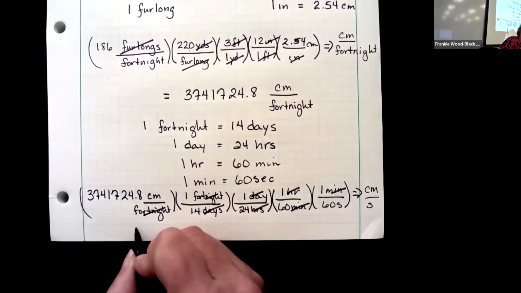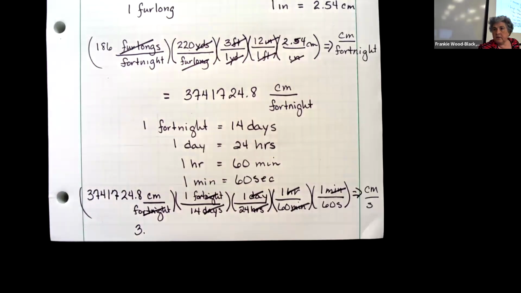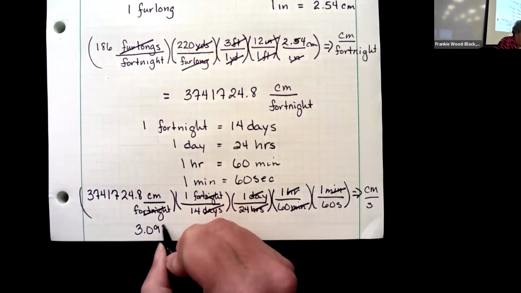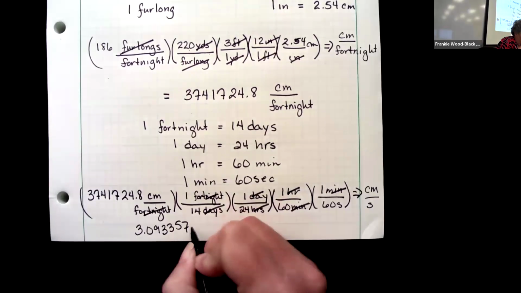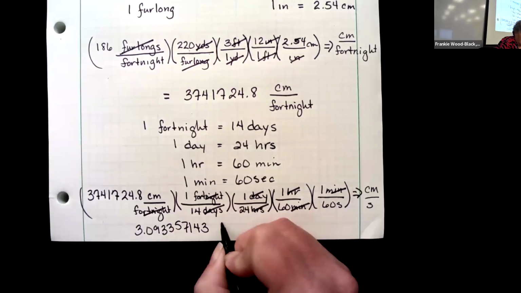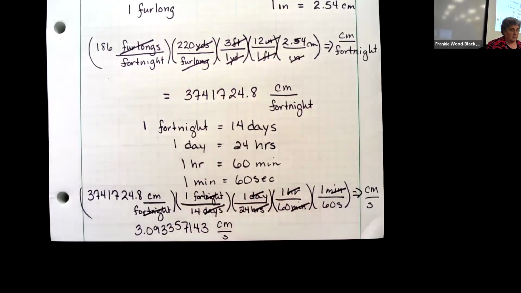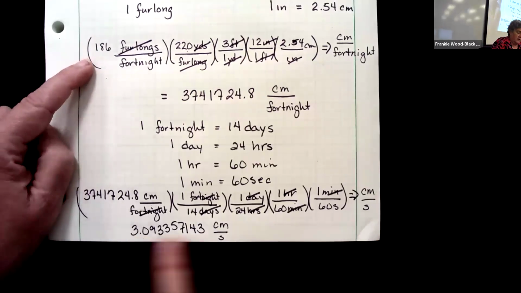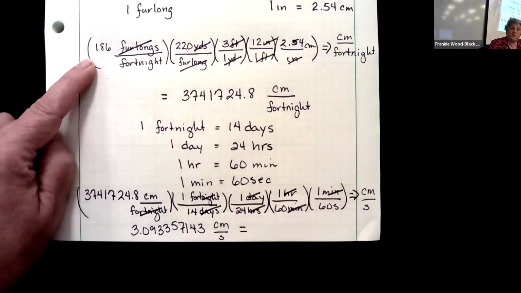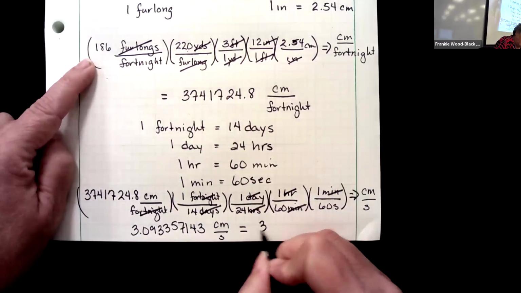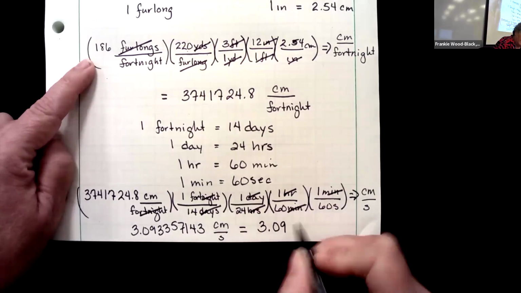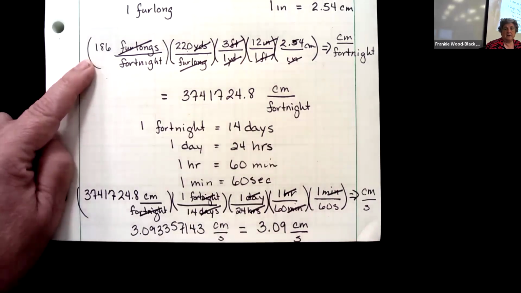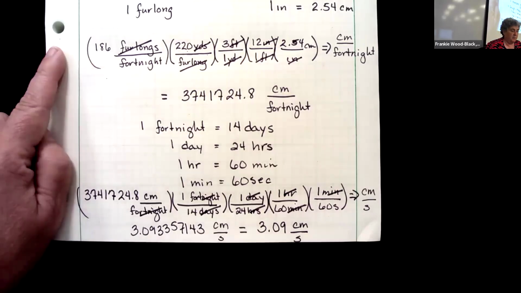And now the calculator is going to provide me with this: 3.93357143 centimeters per second. But we all remember significant figures. I only started with 3 significant figures. I should end up in 3 significant figures. So I am not going to report all of that. I'm going to report 3.09 centimeters per second. Okay, so that is what I'm going to end up reporting.